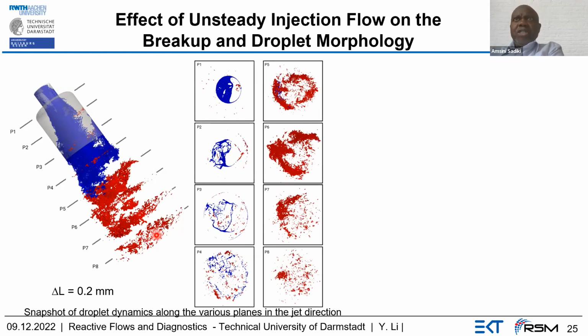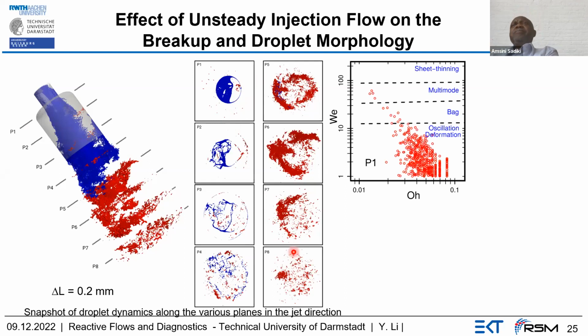But the question is, what can we do with this? So from this, we try to check some properties and to look at the regime we have from here up to here. Which kind of breakup, which kind of detachment of droplets occurs from this plane to this plane. That is what we see here.